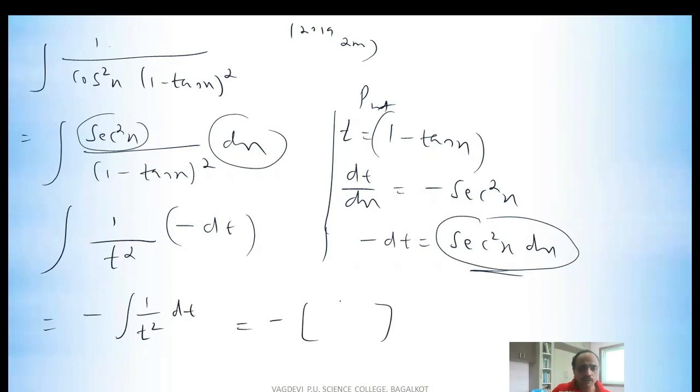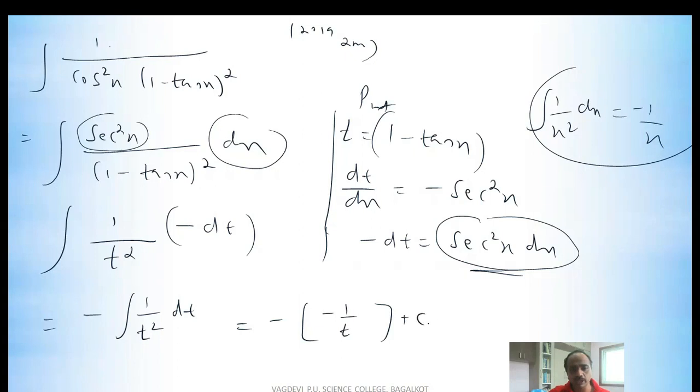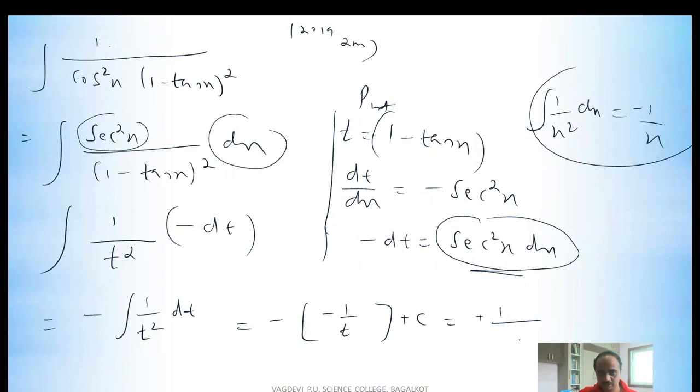Many of you make a mistake here. You write again t raised to minus 2, integration of x raised to n. Of course you can do that, but there is a direct formula. When there is a direct standard result, write it. Why do you write x raised to minus n? Integration of 1 by x square has a formula, minus 1 by x. So integration of 1 by t square is minus 1 by t. Minus into minus is plus 1 by t. What is the actual value of t? 1 minus tan x. So 1 by 1 minus tan x plus c.